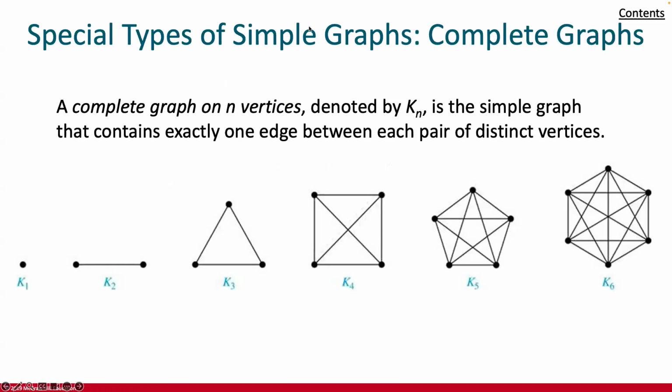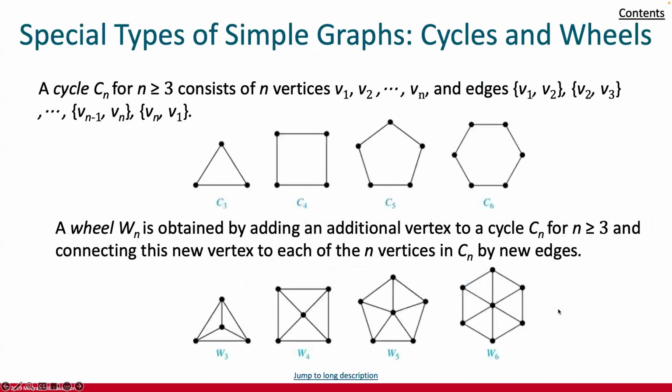So here are some special types of simple graphs, and they're complete. And so you have total connectivity between each element in that graph. And that's the definition of complete. And you can see as there's more and more elements, it gets to be a lot more lines that we have to draw to make that complete.